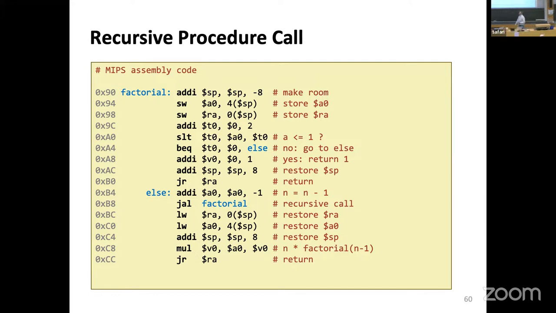And now I come, and at this point here, now T0 will be 1. Why? Because A0 is 1, it is less than 2. My comparison above will have overwritten T0 to be 1. And I will realize that, hey, the set less than is working, so I jump on this one. And now I say, hey, V0 is going to be 1.